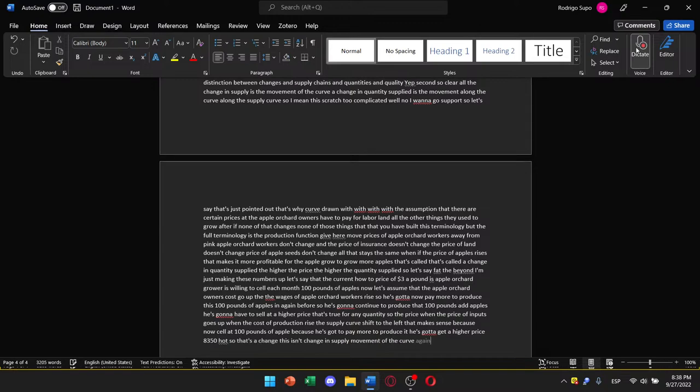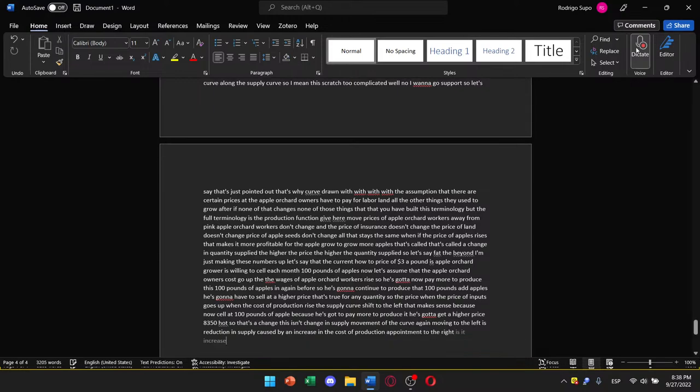Again, movement to the left is a reduction in supply caused by an increase in the cost of production. A movement to the right is an increase in supply caused by a decrease in cost of production. A movement along the supply curve is what we call a change in quantity supply. That answer your question? And there's a parallel for demand: the difference between changes in demand and changes in quantity demanded.